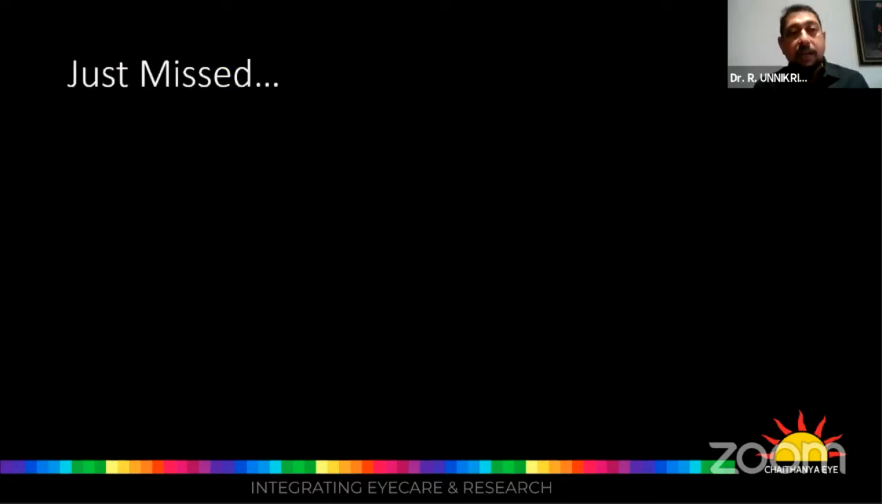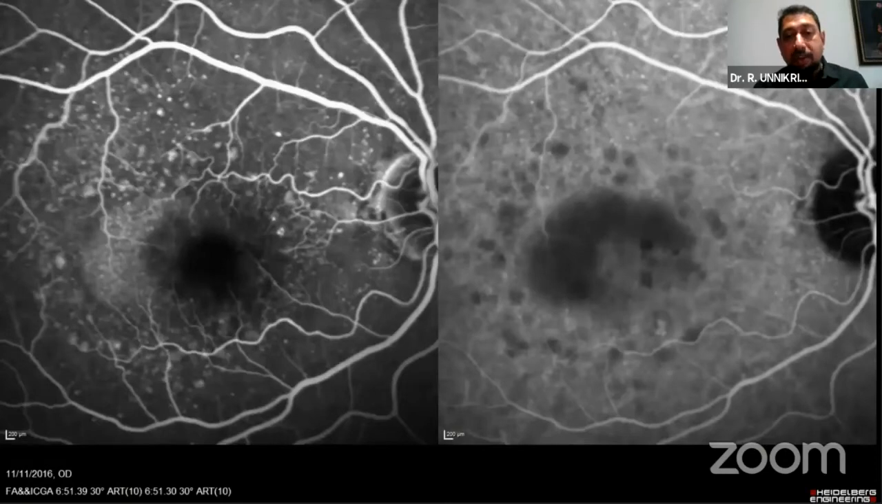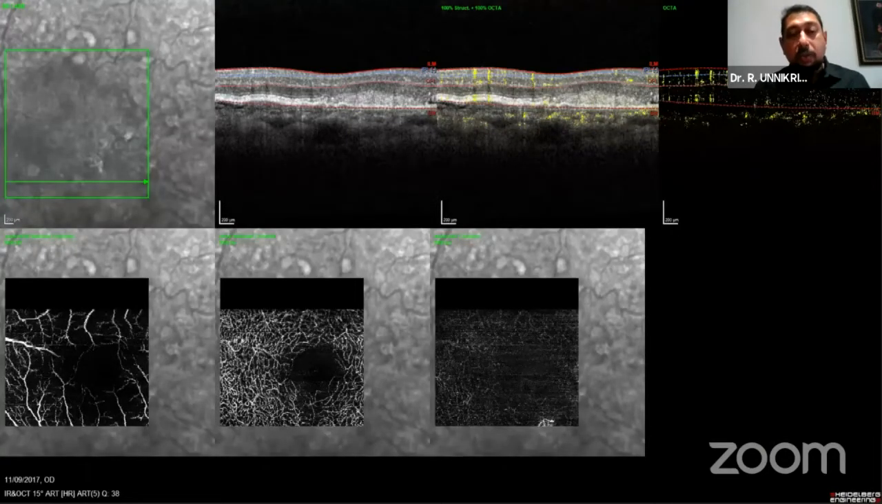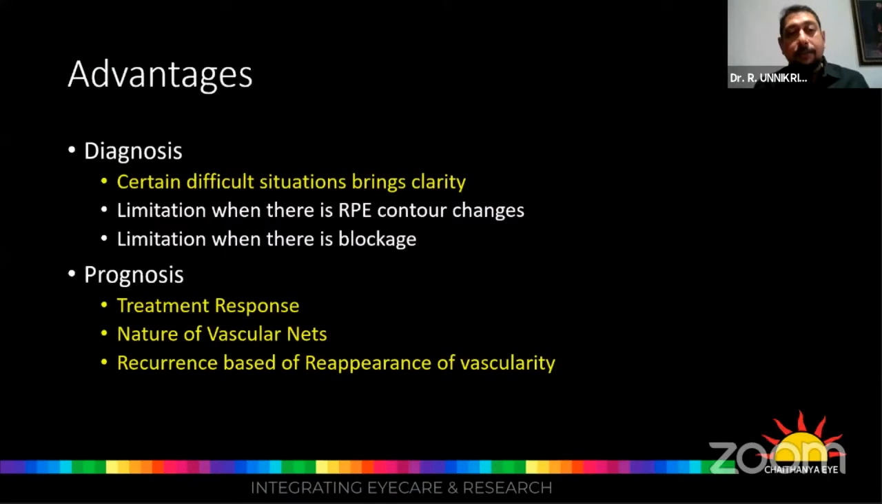This is my last slide I want to show you. This is a picture of an angiography you've done, but then you do an OCT angiography and you see a small membrane hiding in the behind. This is a case where I found it while I just missed it in the previous case. So the advantages are that in diagnosis, it brings clarity to certain situations, and in treatment response, it helps assess the type of vascular network and recurrence based on reappearance of vascularity.